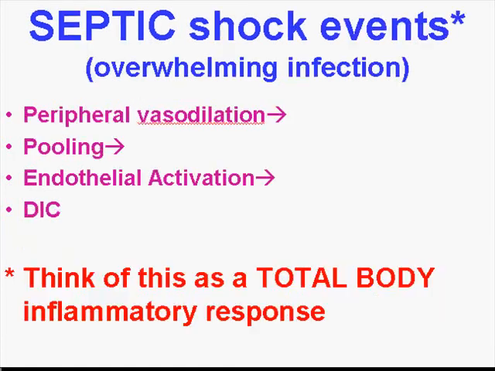What is the sequence of events in septic shock? In other words, overwhelming infection, vascular collapse. Well, the first event is peripheral vasodilatation, and therefore loss of vascular tone, and then pooling of blood, and therefore loss of circulation for that reason. And remember what happens with pooling and abnormal flow. The endothelium gets activated. There could be massive DIC going on secondary to the endothelial activation. If you want to think of this whole event as a total body inflammatory response, you can, because that's what septic shock is.